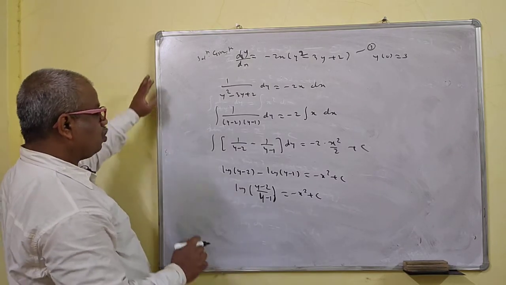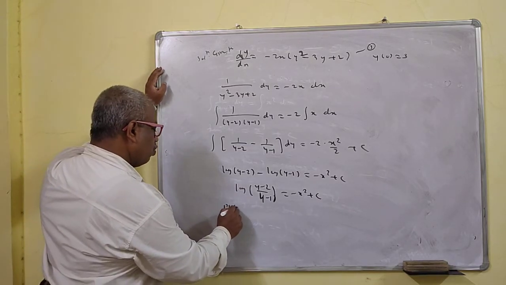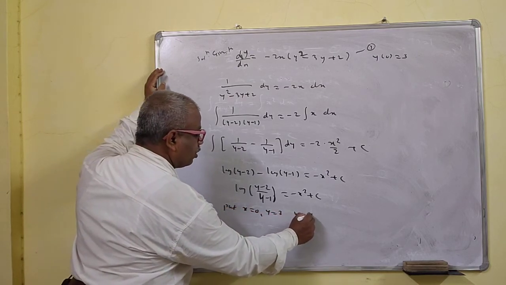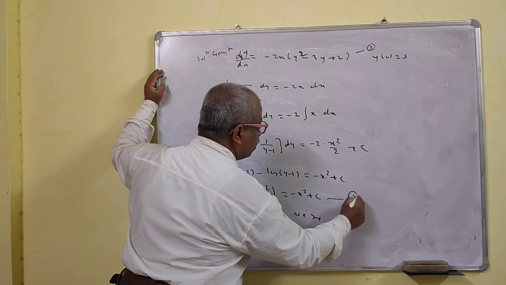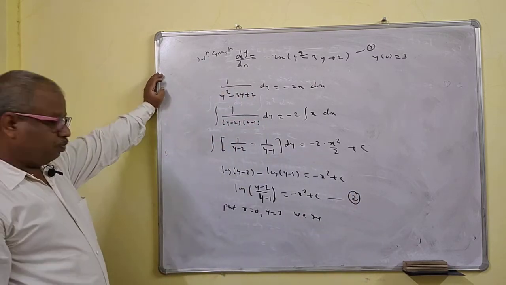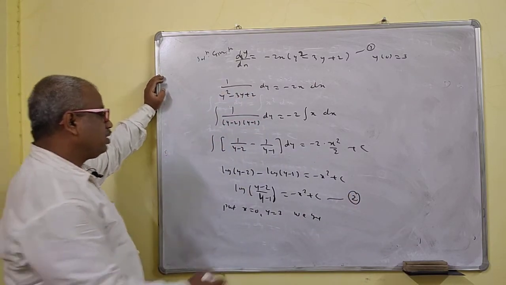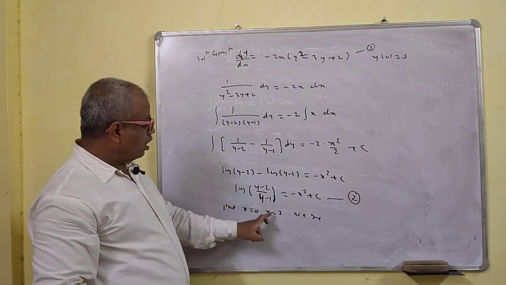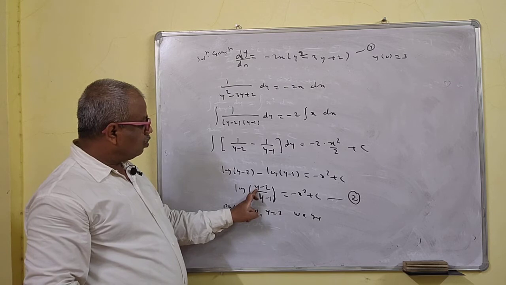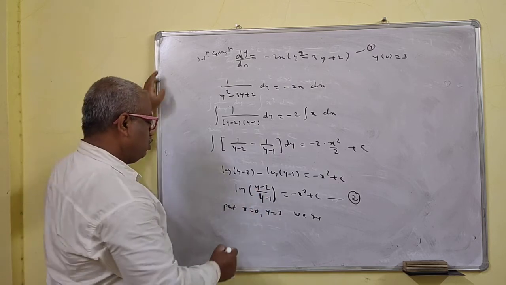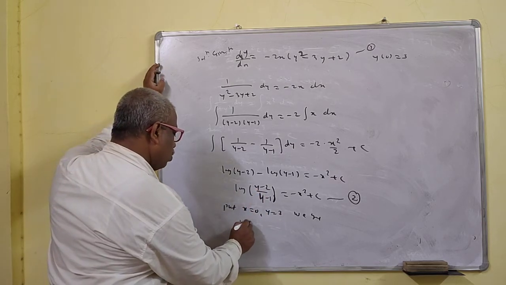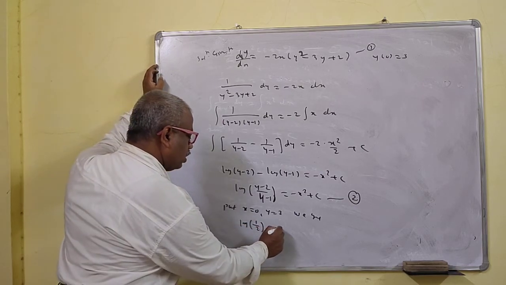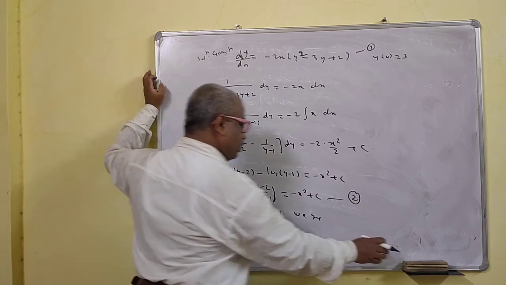Okay, so we put x is equal to 0, y is equal to 3, and we get, we'll call this 2. This is the general solution. We want a particular solution. So x is equal to 0, and c is equal to... If you put y is equal to 3, so 3 minus 2 upon 3 minus 1, this is log of 1 upon 2 is equal to minus 0 plus c. That means this is equal to c.